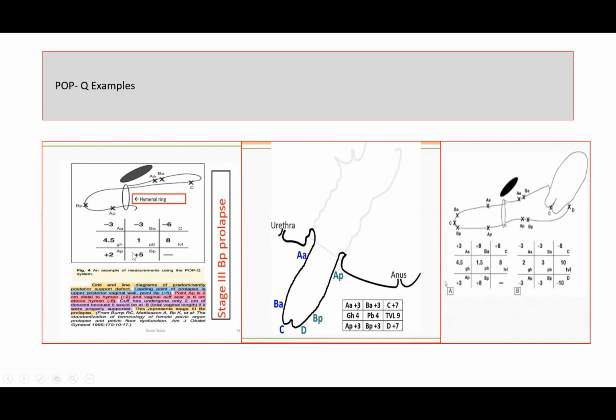So when you see such positive values, and if the positive value is big, plus 5, plus 6, plus 7, plus 8, then most likely it's going to be the stage 4 prolapse. If the value is plus 2, plus 3, most likely it's going to be the stage 3 prolapse. If the value is minus 1, minus 2, then you have to see whether it is stage 2 prolapse or stage 1 prolapse. Okay.